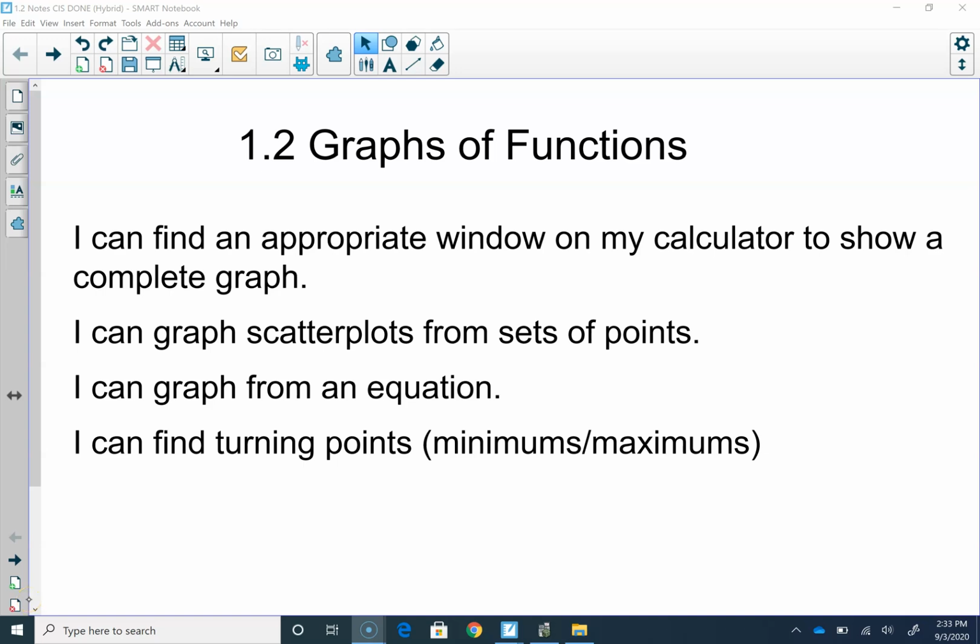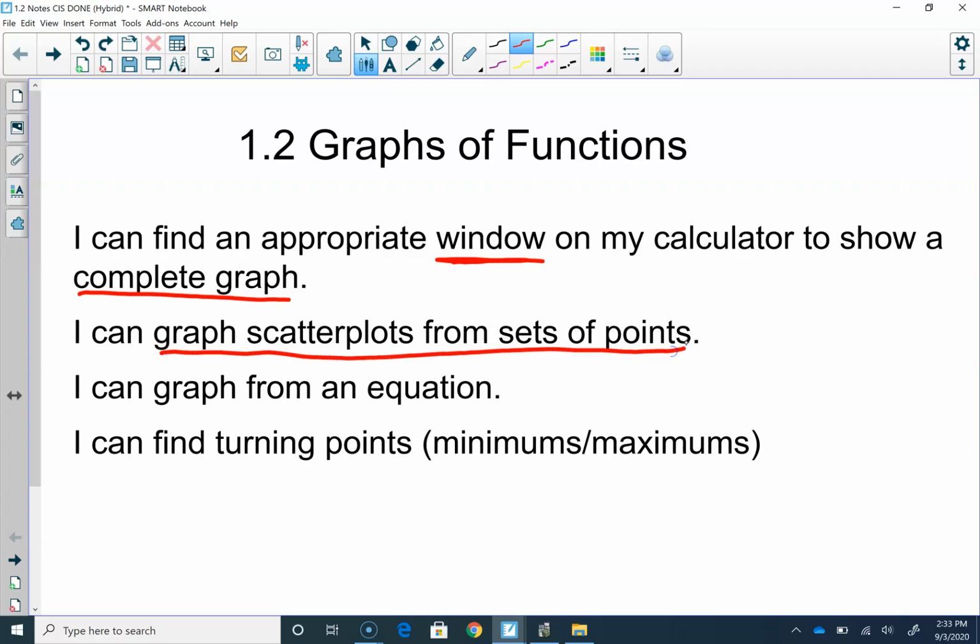This is section 1.2, and we are going to be working with your graphing calculator today. A few things that we're going to do: you're going to be able to find a window on your calculator to show a complete graph. You're going to be able to graph a scatter plot from a set of points using your calculator. You're going to be able to graph from an equation, and you're going to be able to find turning points. So several things that we're going to do on a graphing calculator.